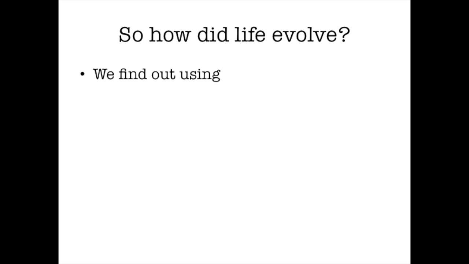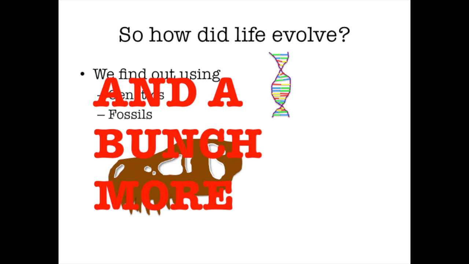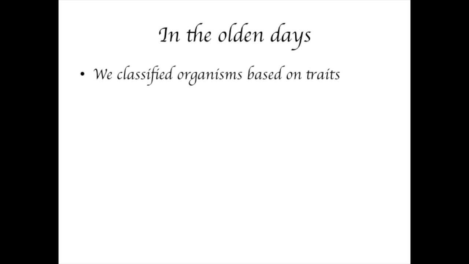Now, scientists figure out how life evolved using a variety of different types of data, such as genes, fossils, and a whole bunch more like proteins and metabolomes and a whole bunch of other stuff that we're not going to get into. The big ones are genetics and fossils. And we use these different types of data to figure out how things evolved and then to classify them based on that evolution. Now, in the olden days, back before we knew about evolution, we classified organisms based on traits.